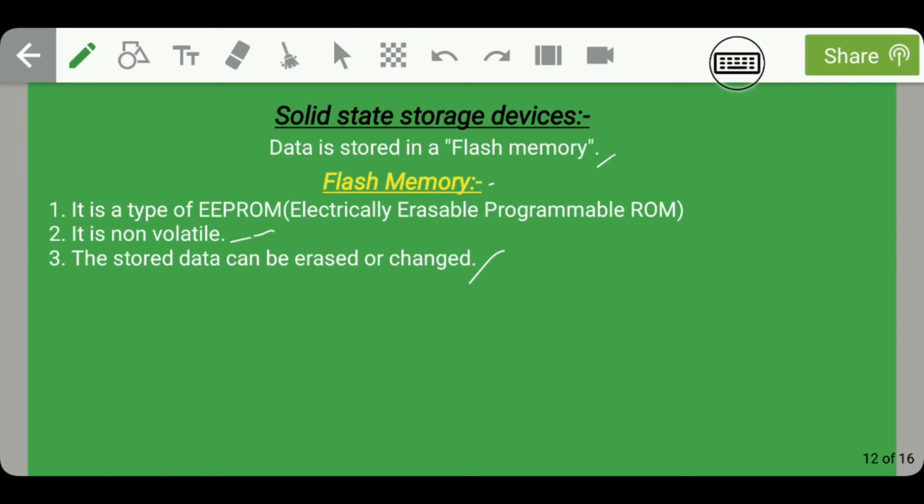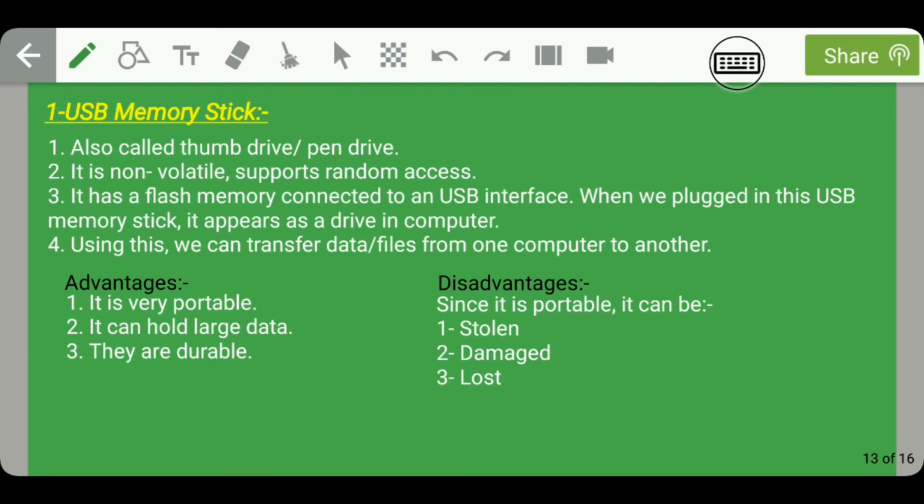Guys, some examples of solid state storage devices are pen drives, memory cards, etc. So let us discuss these examples one by one in detail. The first example of this solid state storage device is the USB memory stick. These USB memory sticks are also called thumb drives or pen drives. It is non-volatile in nature, that is, once we store some data into a USB memory stick, it won't be lost even if power is turned off.